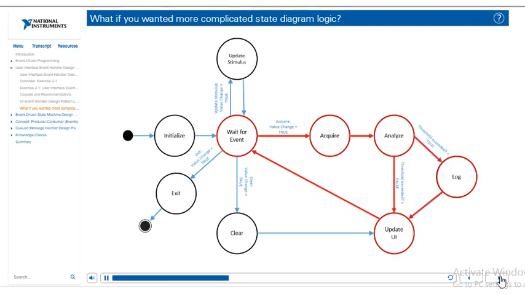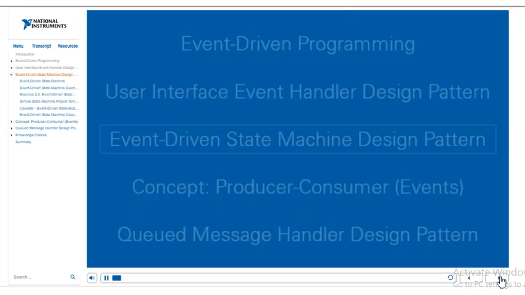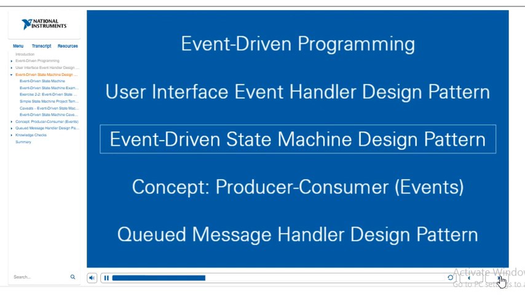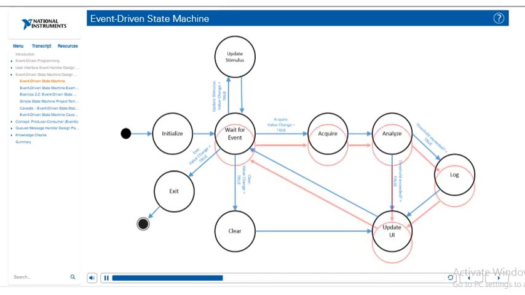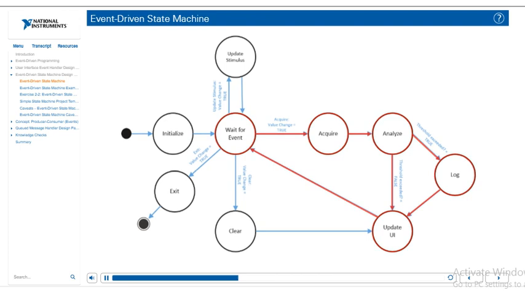What if you wanted more complicated state diagram logic to handle an event? In this section, we will discuss a powerful and flexible design pattern called the Event-Driven State Machine design pattern. The Event-Driven State Machine design pattern combines the user interface event handler design pattern with the flexible transitions of the state machine design pattern. This design pattern allows you to have an event-driven application that can respond to events by executing more flexible state diagram logic.